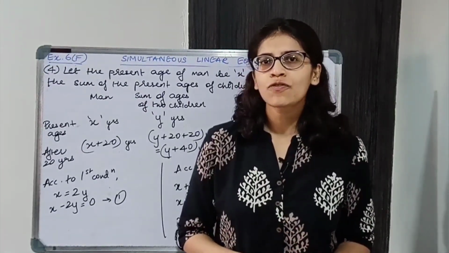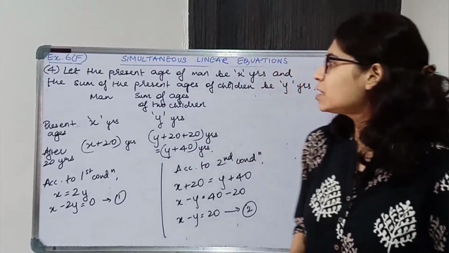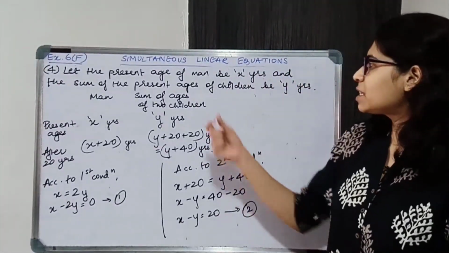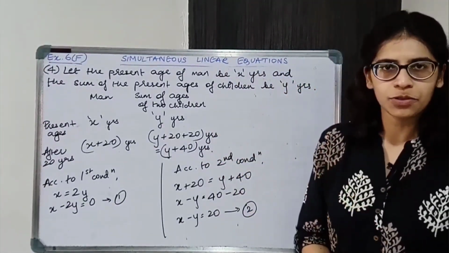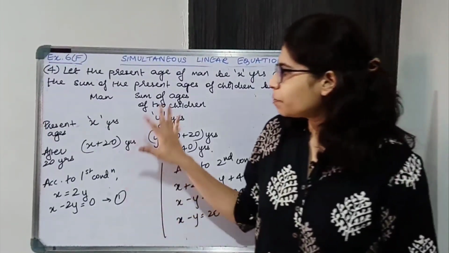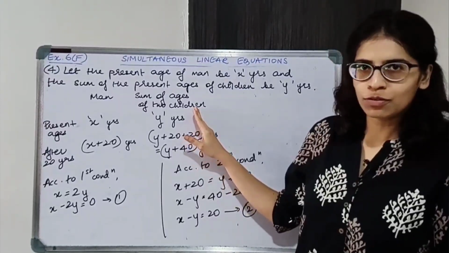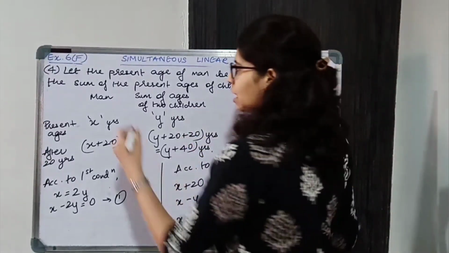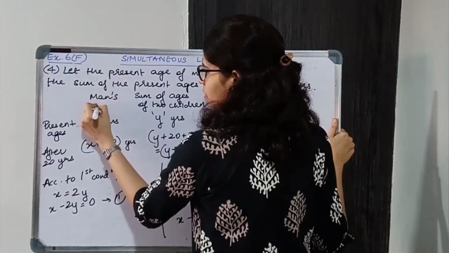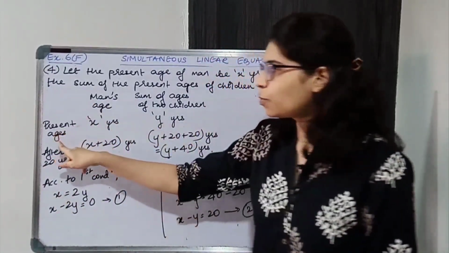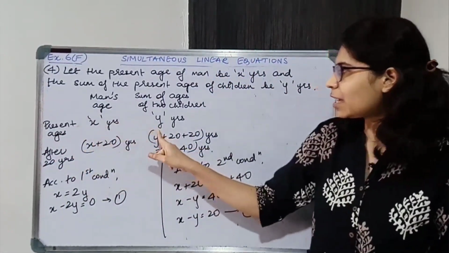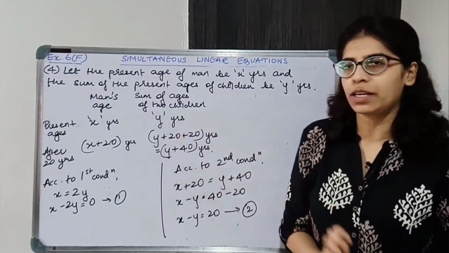So the present age of the man over here is x years and the sum of the present ages of children is y years. Okay, so make a table like this. The man and the sum of the ages of the 2 children. Man's age we are talking about. So present age x years and sum of the ages of 2 children is y years.